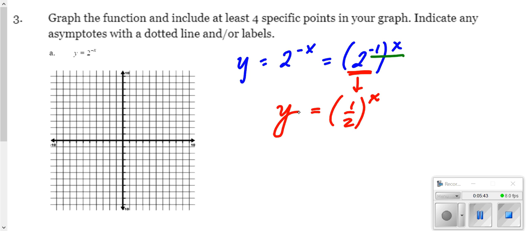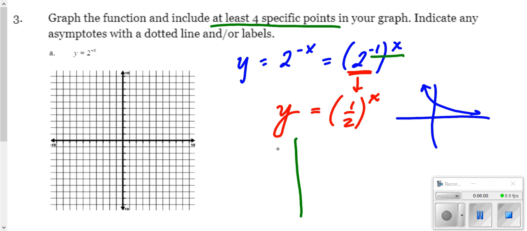And since the base is between 0 and 1, I know this is going to be exponential decay. So the shape of my graph overall is going to go like this. It's a downhill from left to right kind of graph. And it said that I needed to find at least 4 specific points. So I want to find some ordered pairs that I can plot somewhat easily. And since this side is higher, I think I'm going to use several that are on the negative part of the x-axis, because I think those will be easier to actually plot.